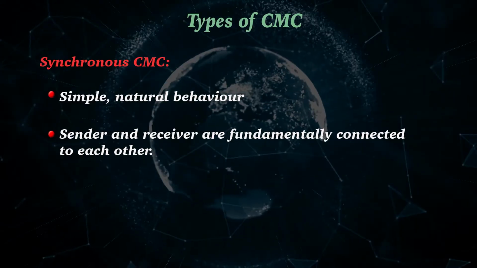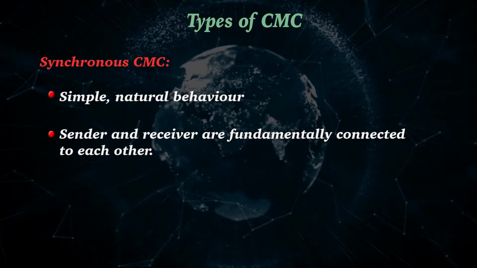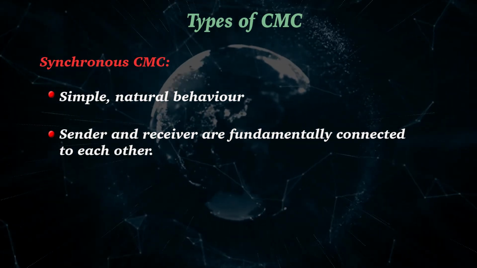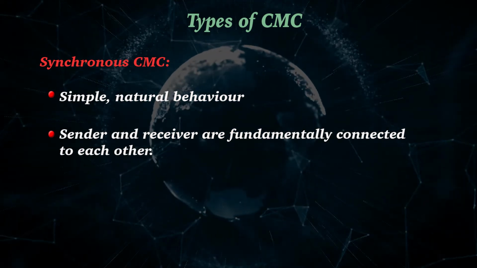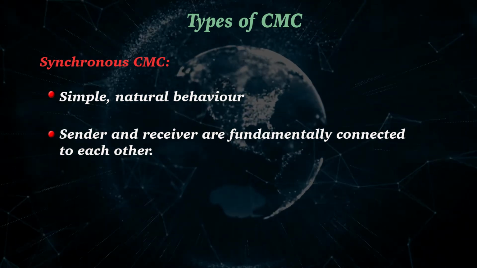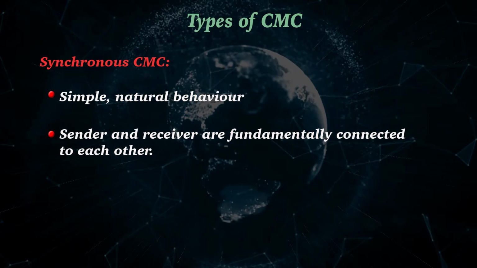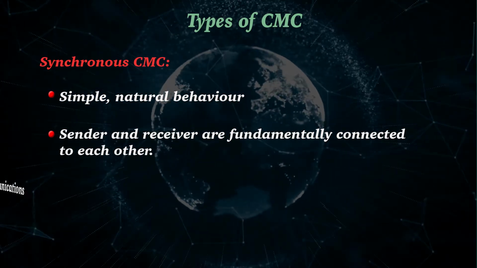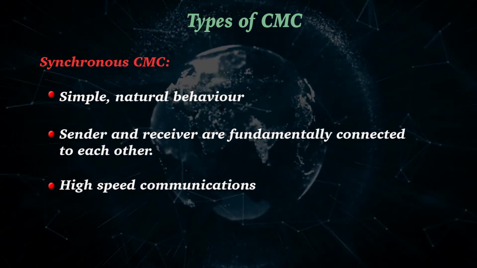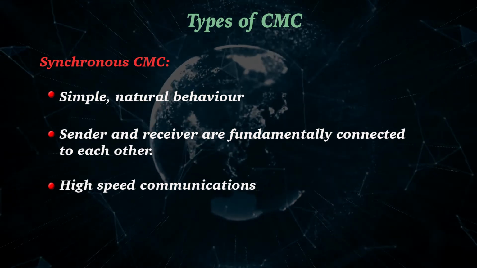In synchronous communication, sender and receiver are fundamentally connected to each other. In order to connect with each other, if it is audio based or text based, then a simple data connection is sufficient. But if you go beyond audio and text, video-based synchronous computer-mediated communication means you need high speed connectivity. The reason is that video demands a lot of signals to be translated, encoded and decoded. Many more digital information is being exchanged between A and B if it is a video. We need a big bandwidth for that.